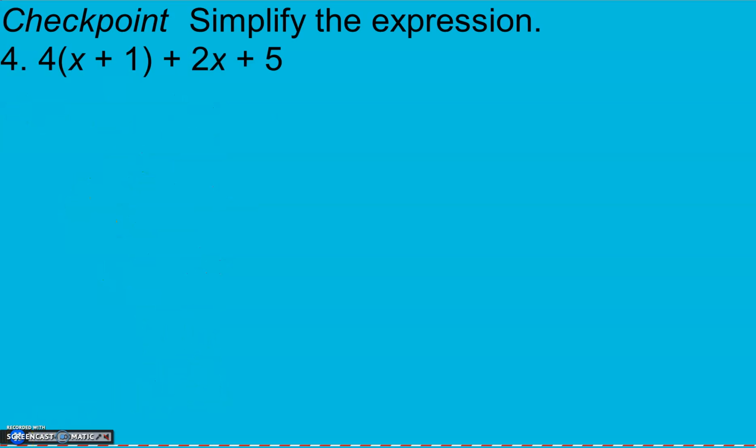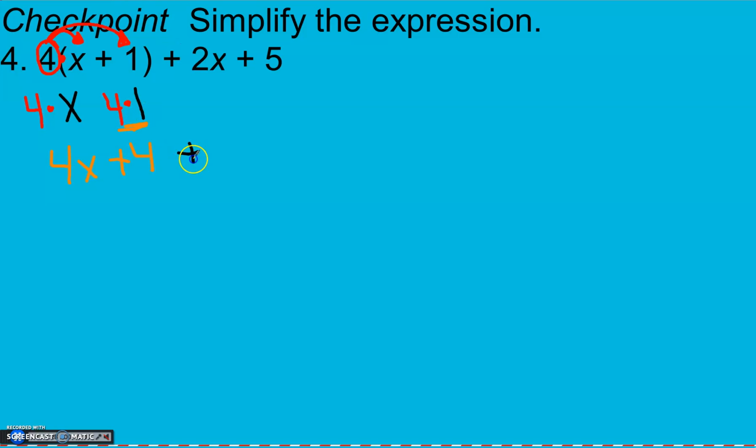Feel free to pause here and give this a try. First thing I want to do is try and get rid of my parentheses. So I'm going to take my 4 that's outside and distribute it in as multiplication. Since I started multiplying, I'm going to keep multiplying. I take it times the x, and I take it times the 1. And that's going to give me 4x plus 4, since this is positive.